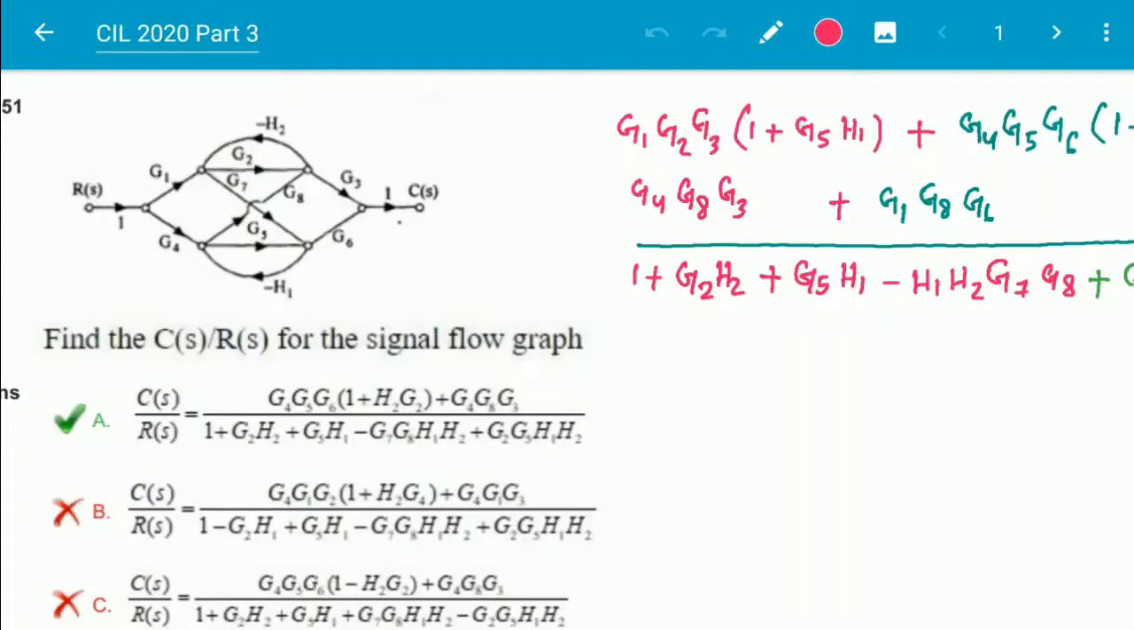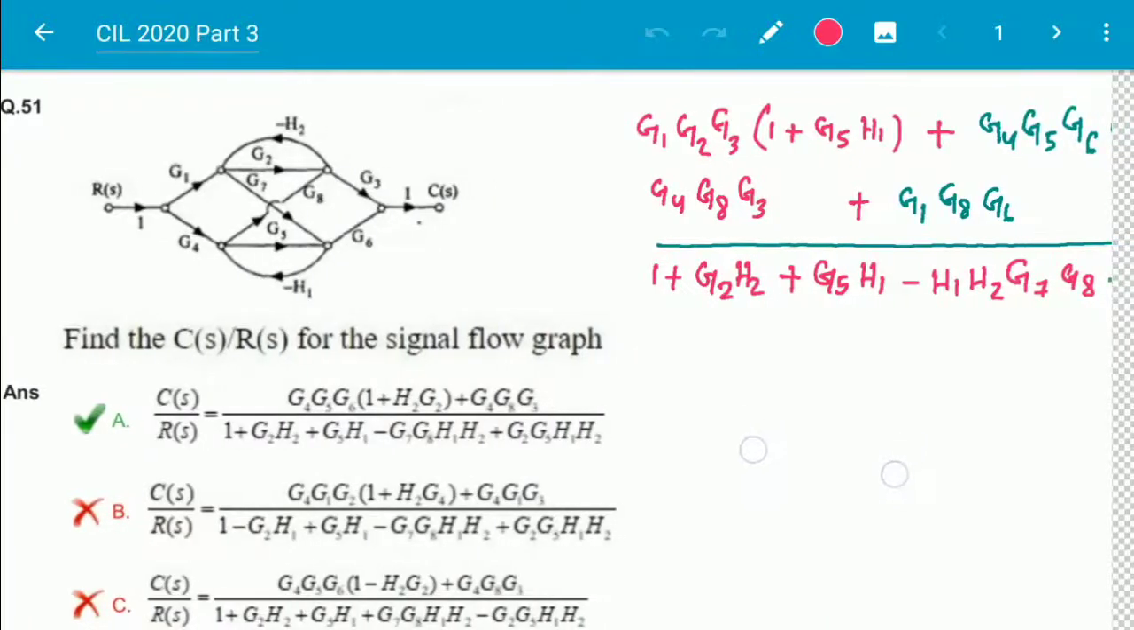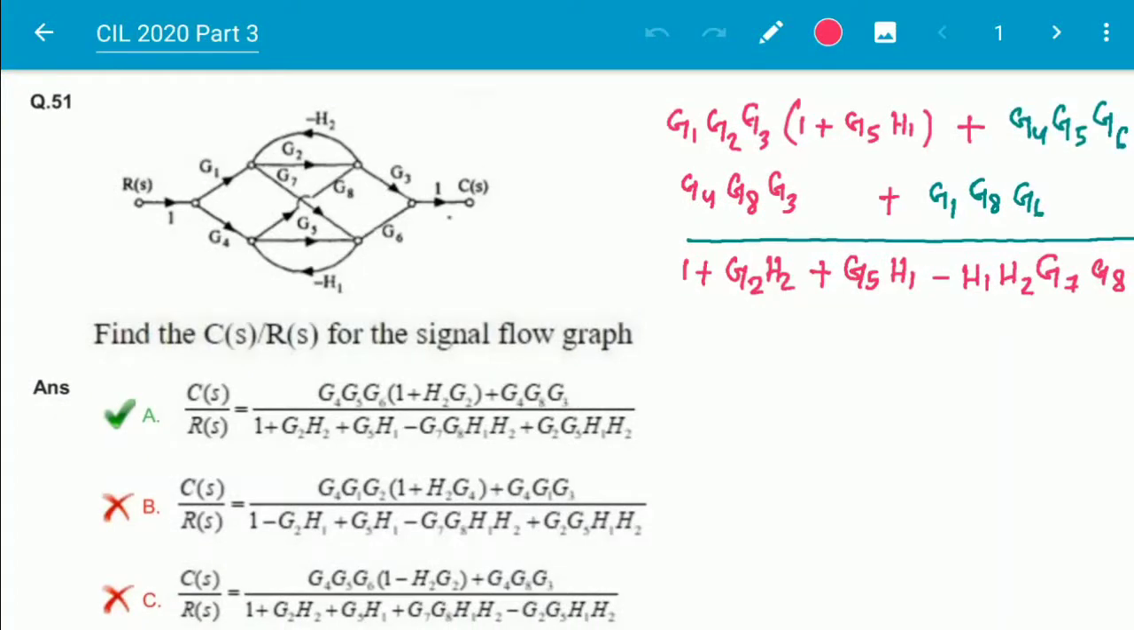CIL 2020, and this is the first question, number 51. Here a signal flow graph is given, and we have to find out the transfer function. We can find it by Mason's gain formula, and I am not writing the formula here, I am only solving. There is a problem in this question.